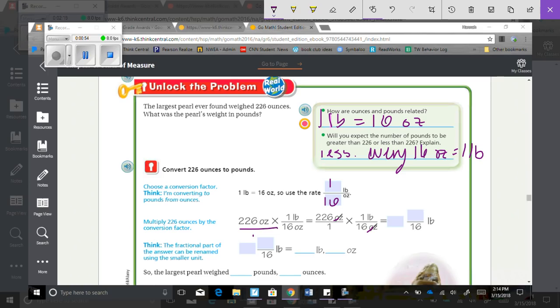226 times 1 over 16 gives us 226 over 16. 226 divided by 16 is 14, with 2 out of 16 left. The fractional part of an answer can be renamed using the smaller unit. So if we have 14 pounds and 2/16 of a pound left, that can be renamed as 14 pounds and 2 ounces. So the largest pearl weighed 14 pounds, 2 ounces.